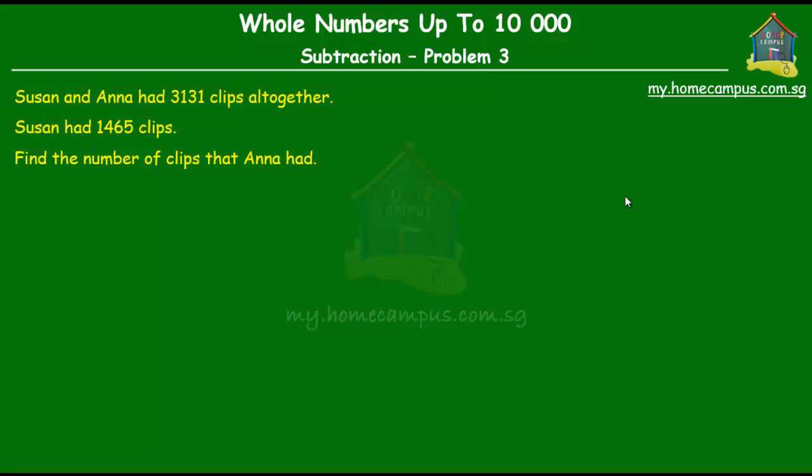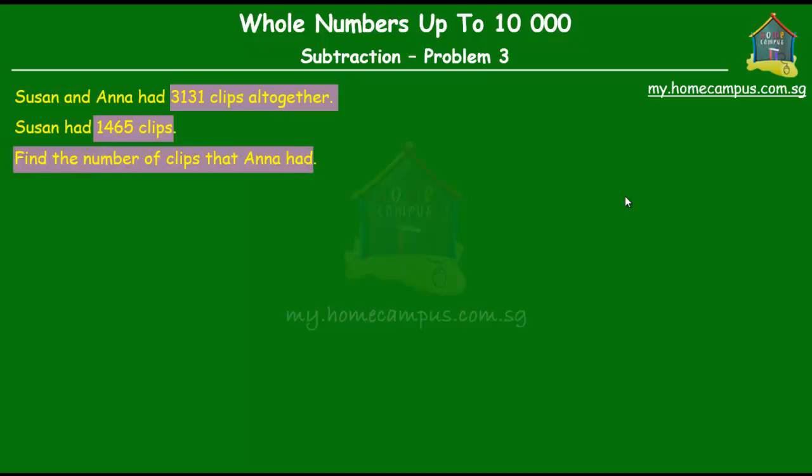my.homecampus.com.sg. In this lesson, we learn how to do subtraction with regrouping. Okay, the question is, Susan and Anna had 3,131 clips altogether. Susan had 1,465 clips. Find the number of clips that Anna had.